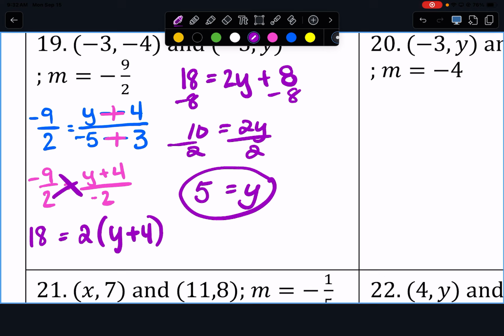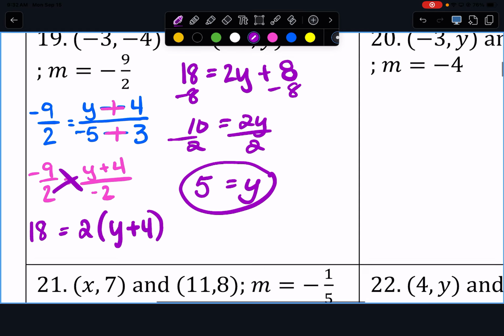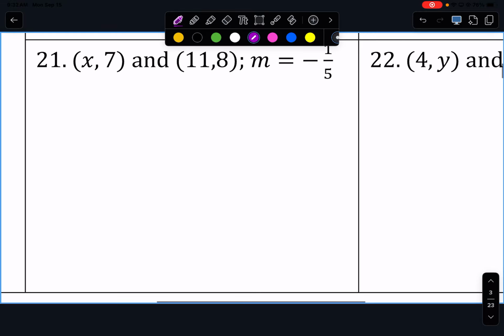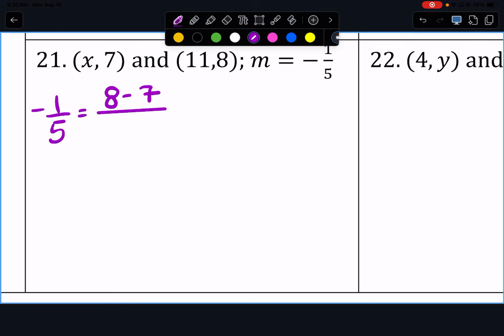And we are also going to look at 21. Okay, for question 21, what is our slope? Then what's our numerator going to be? And then our denominator? And then anything I can do there? What is 8 minus 7? So we get 1 over 11 minus x.